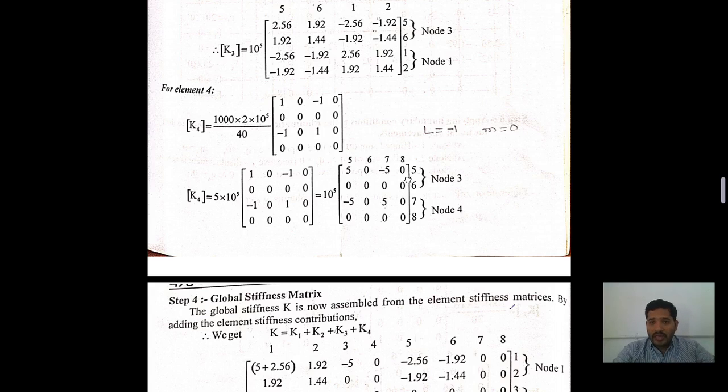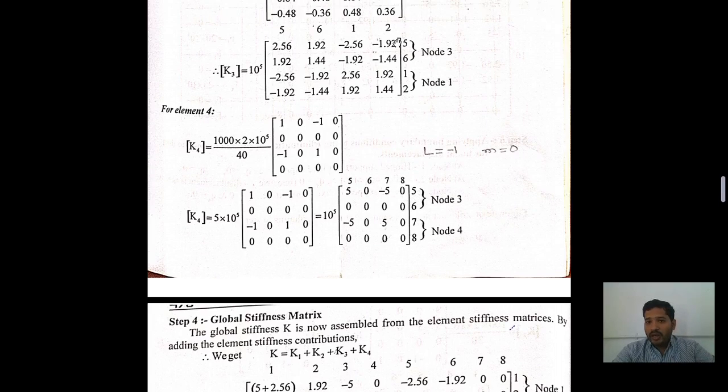This 5 and 6, what can we say? I told you here, 5 and 6 we can say as node number 3, clear? And 7 and 8 we can say as node number 4. So 5 and 6 we can say as node number 3, and 7 and 8 we can say as node number 4. After getting the elemental stiffness matrices, we need to find out the global stiffness matrix.